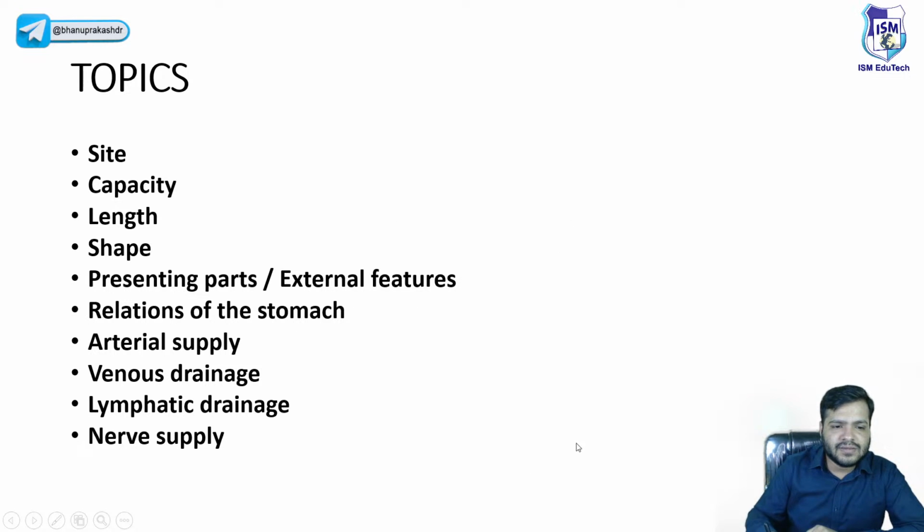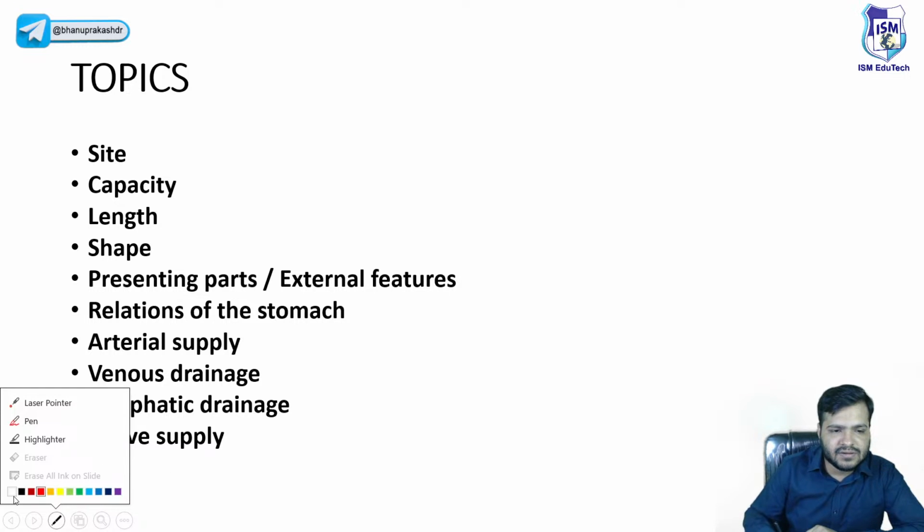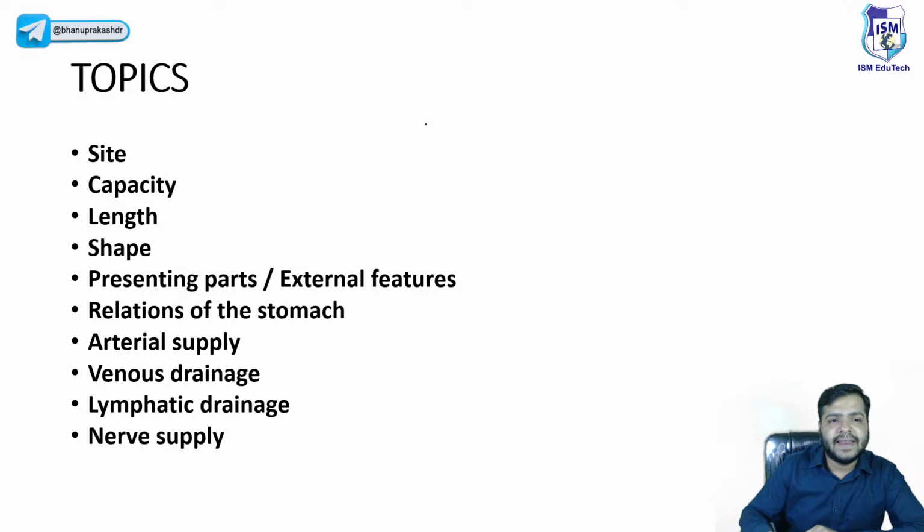So, what are the topics that I will be discussing in the anatomy of the stomach? Let us first highlight the areas that we are going to study today. The very first one is the site of the stomach. Then the capacity of the stomach, the length, the shape, and the factors on which the shape of the stomach depends. We will be discussing the presenting parts or the external features of the stomach. We are going to discuss the relations of the stomach.